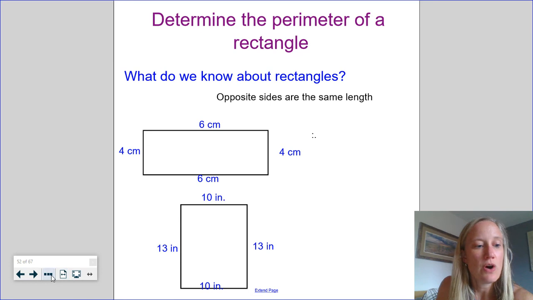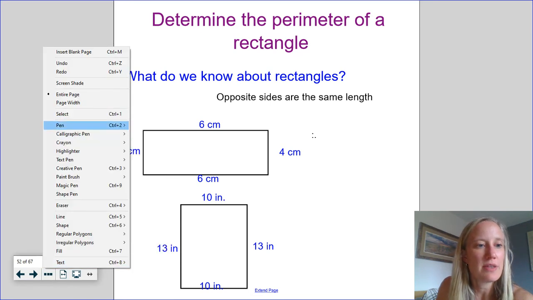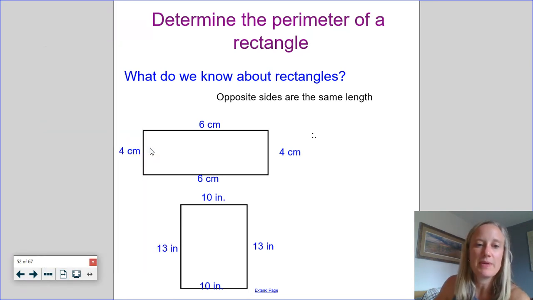Okay, so how will I figure out the perimeter? Well, I'm going to add 13 plus 13 plus 10 plus 10, right? So this time I'm going to actually write it out if it'll let me.